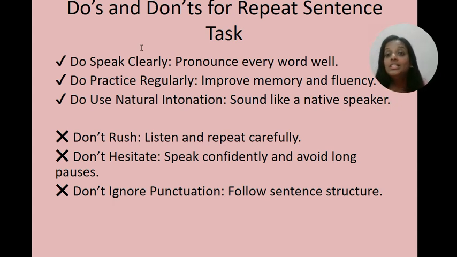Record yourself. Listen to your recordings of yourself repeating sentences, which will help you identify any pronunciation mistakes and areas of improvement. Don't rush. Take your time. Listen, remember, and repeat the sentence accurately. And don't hesitate, because hesitation can negatively impact your fluency score. Try to speak confidently and immediately after hearing the sentence, because if you take longer to record, then you might forget the sentence, right? And don't forget the punctuation. Pay attention to the commas, periods, and other punctuation in the sentence.